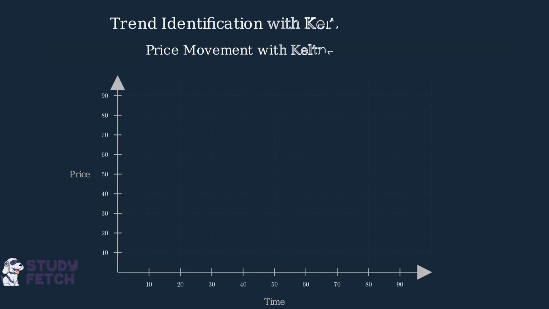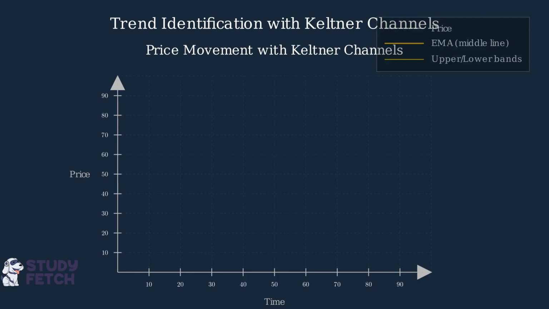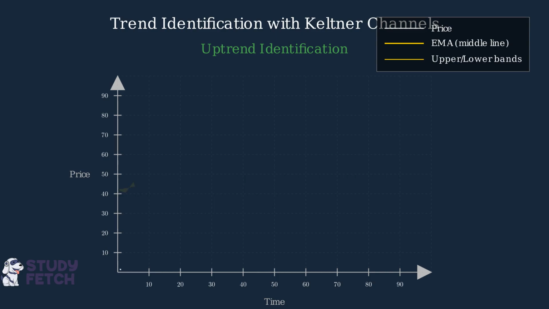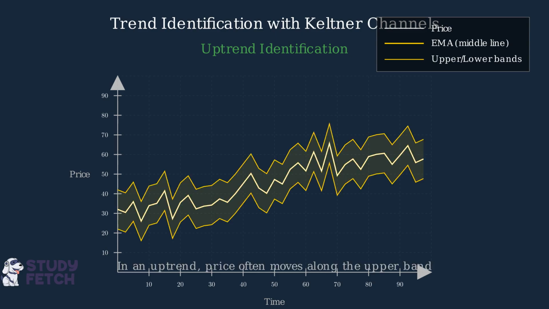Keltner channels are a powerful tool for identifying trends in the market. When a market is in an uptrend, the price frequently touches or moves along the upper band of the Keltner channel. Notice how the middle line, which is the EMA, slopes upward, confirming the uptrend direction.